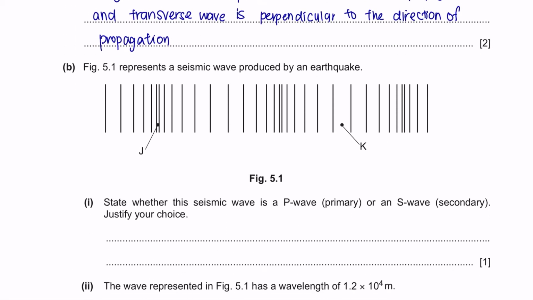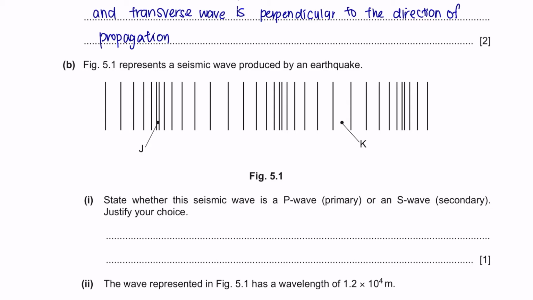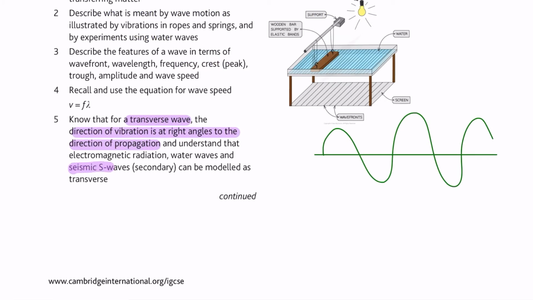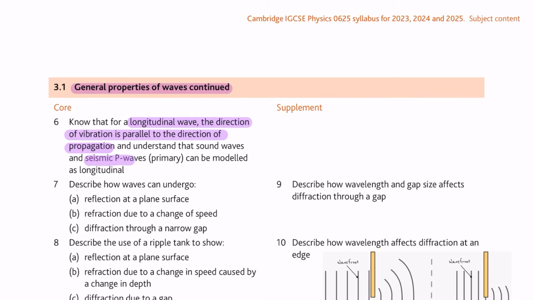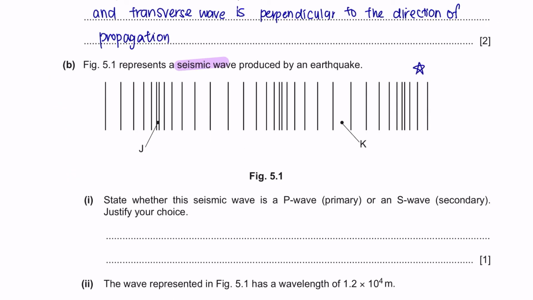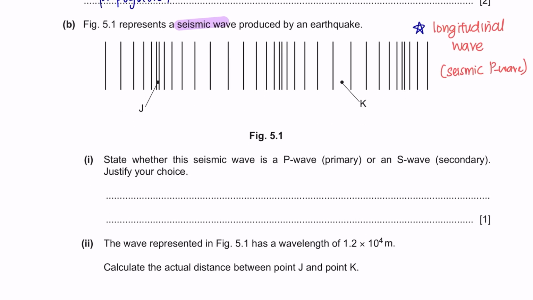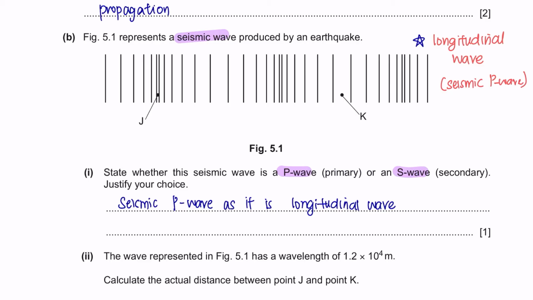Next, question B. Figure 5.1 represents a seismic wave produced by an earthquake. You should know that seismic S waves can be modeled as transverse waves, whereas seismic P waves can be modeled as longitudinal. And this image here portrays a longitudinal wave, which is a seismic P wave. Part 1. State whether the seismic wave is a P wave or an S wave. Justify your choice. So you can just say it's a seismic P wave as it is a longitudinal wave.